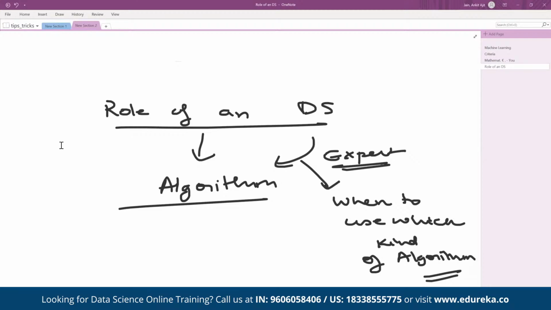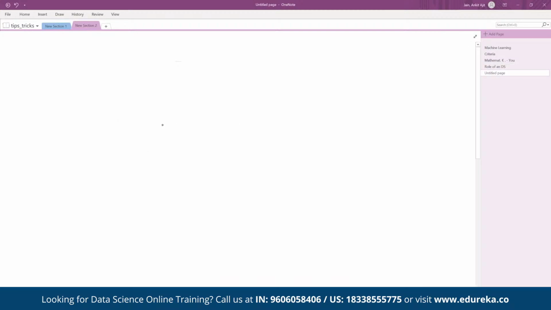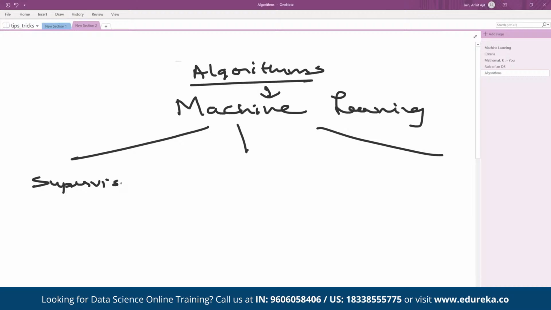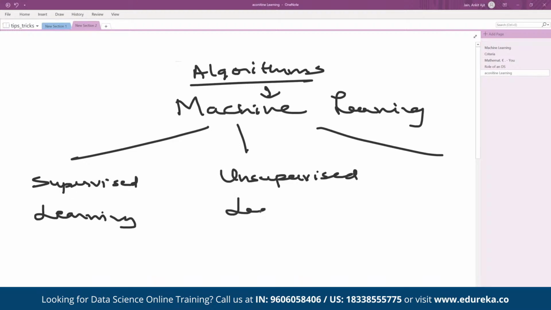Okay, so now with this understanding, let us understand different types of machine learning. What are different types of machine learning? Okay, so theoretically there are three types of machine learning algorithms. The algorithms used for machine learning can be divided into three types. One is supervised learning, we have unsupervised learning, and then we have reinforcement learning.